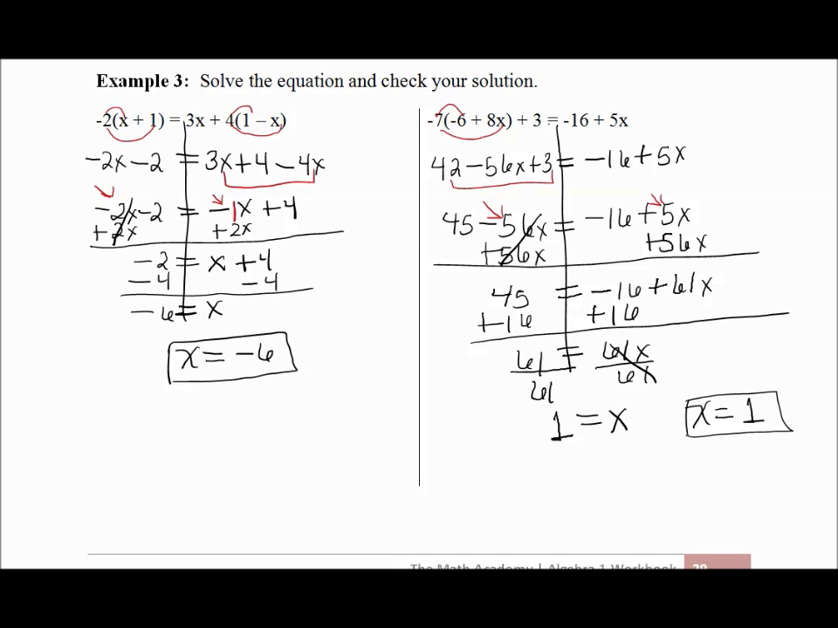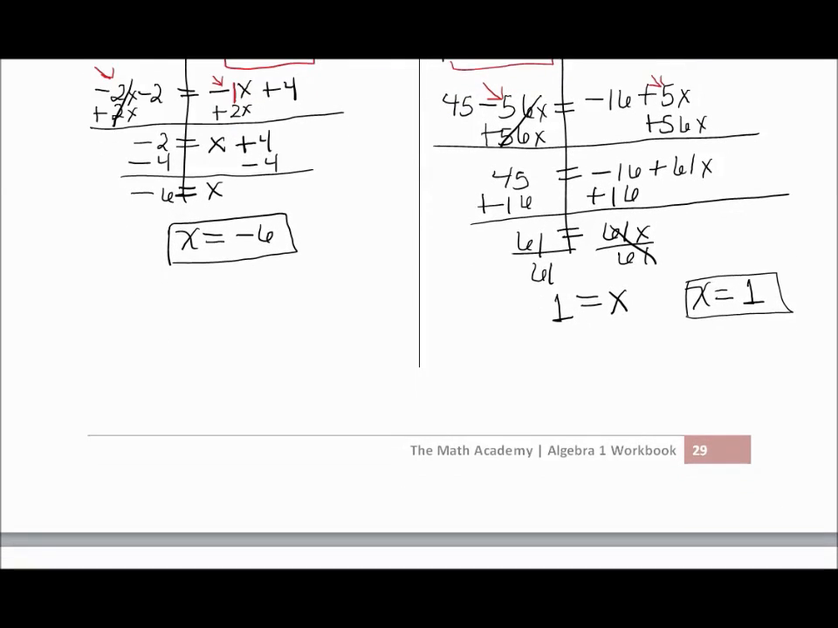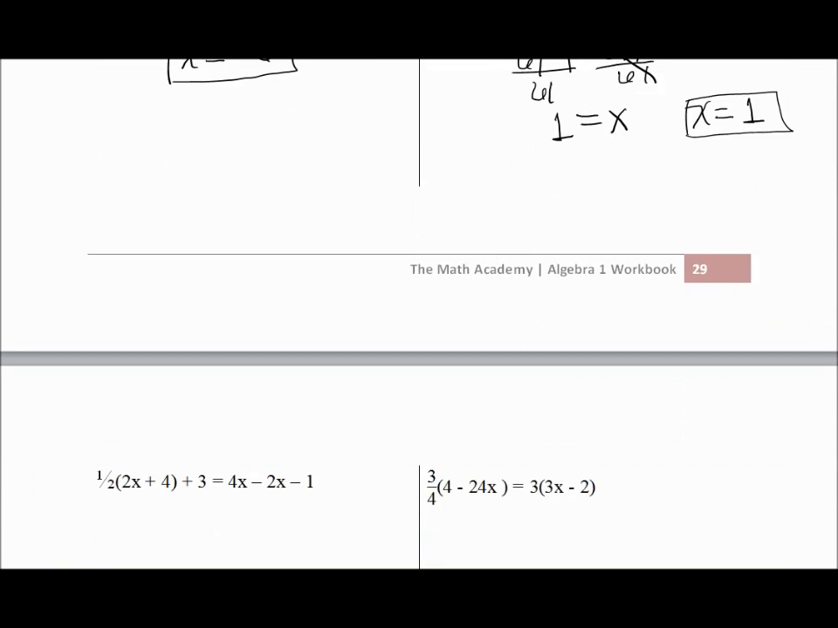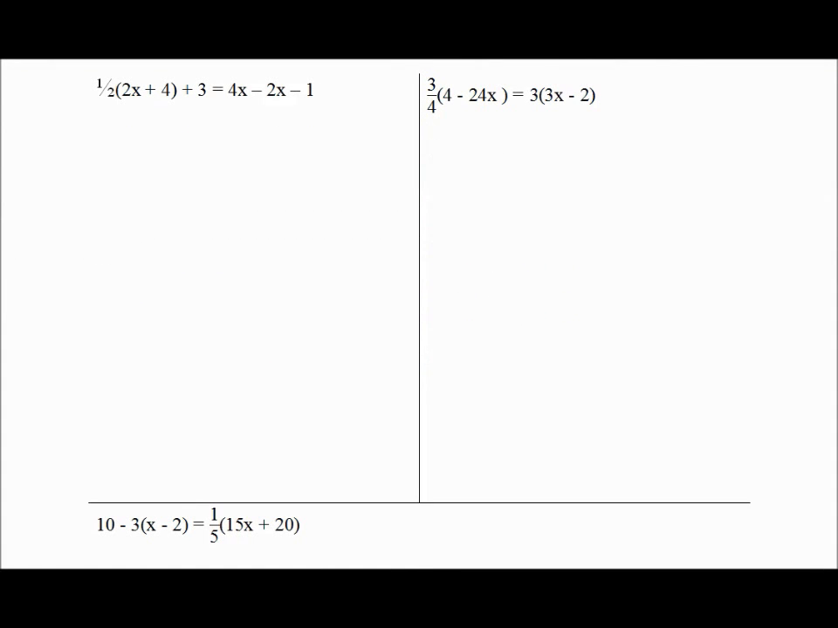Okay, let's move down to the next problem. Now the next 3 problems, they have fractions, but I think we've worked enough to where you shouldn't still be having problems with the fractions. I'm going to have to distribute on the left. I'm going to distribute the 1/2. 1/2 times 2, x is just x. And then 1/2 times 4 is just 2.